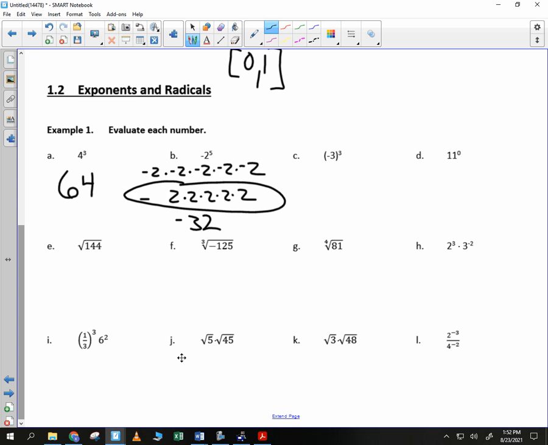Extremely important that we understand this piece. I'll write out this next one, and then we'll try to make sense of it all together. Notice what's different about letter C is that you have parentheses. That means that the negative is being included with the cube. So it's -3 times -3 times -3. -3 times -3 is 9, times -3 is -27.